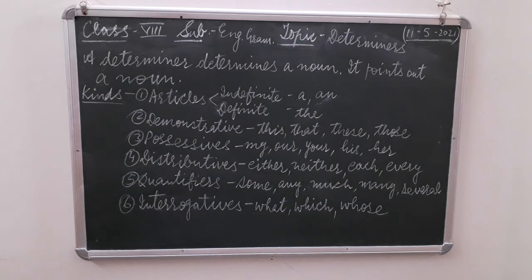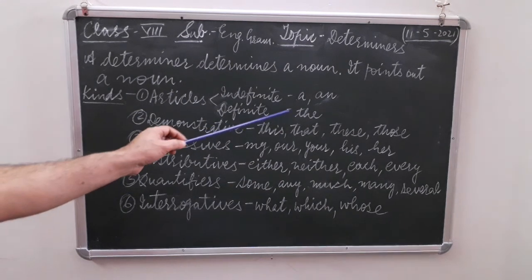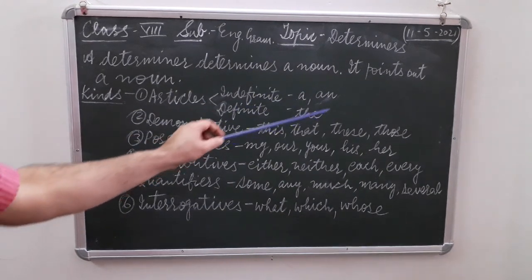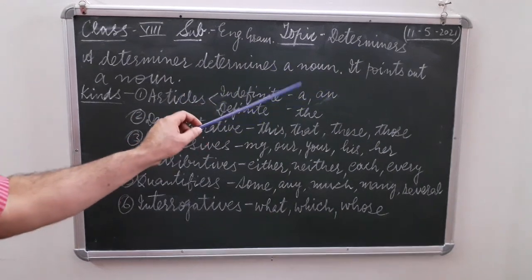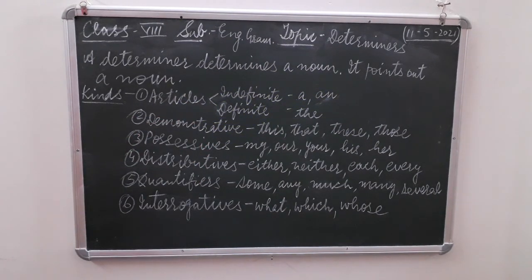Now my dear children, let us find where articles are omitted. It means where articles are not used. It is very important. It is called omission of articles. So, for example, no article is used before a noun when it is used in a general sense.